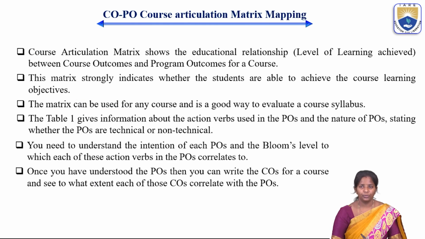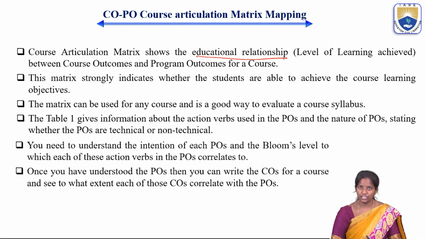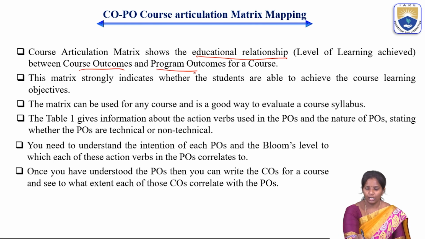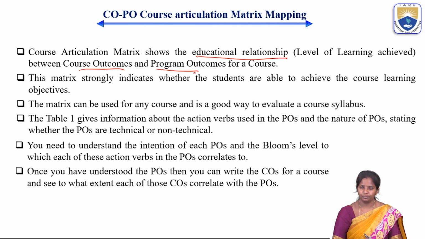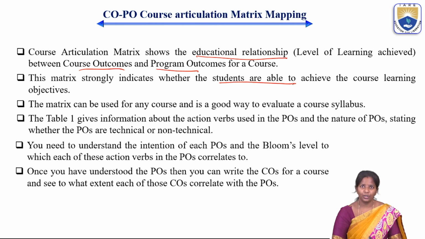So let us go deeper into how the articulation matrix mapping will be done for the course. It shows the educational relationship, like the level of learning achieved between the course and the program outcomes for a particular course. This matrix gives an idea of how students achieve the learning process or learning objectives, and helps them understand what can be achieved with this mapping. The matrix can be used for any course and is a good way to evaluate the course syllabus.